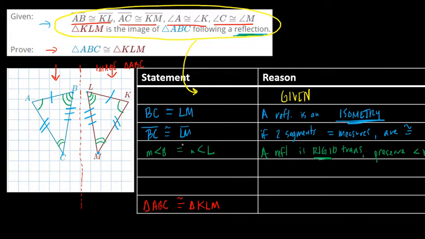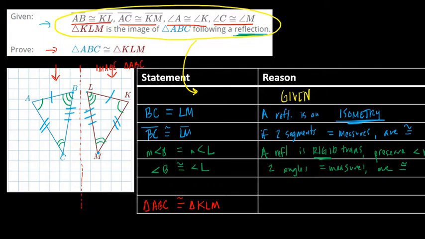Okay, so if they have, you guessed it, equal measure, then they must be congruent. So I can now claim that angle B is congruent to angle L, because if two angles have equal measures, then they are congruent.